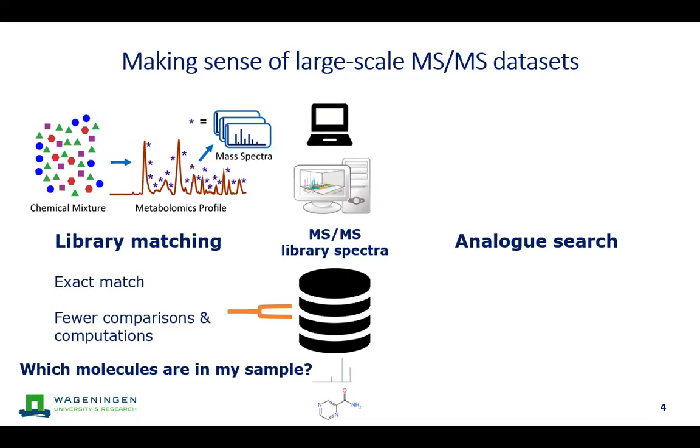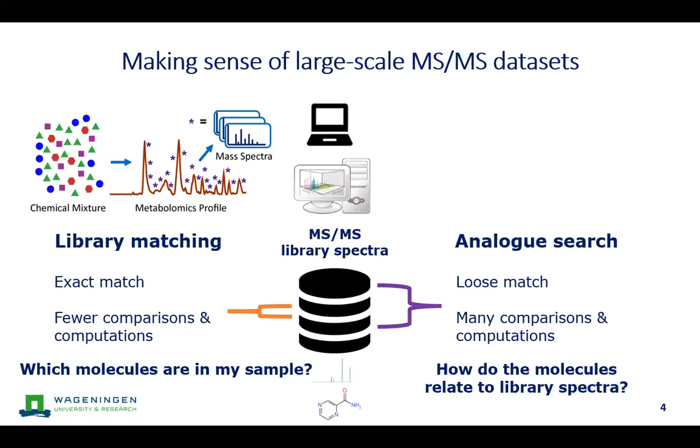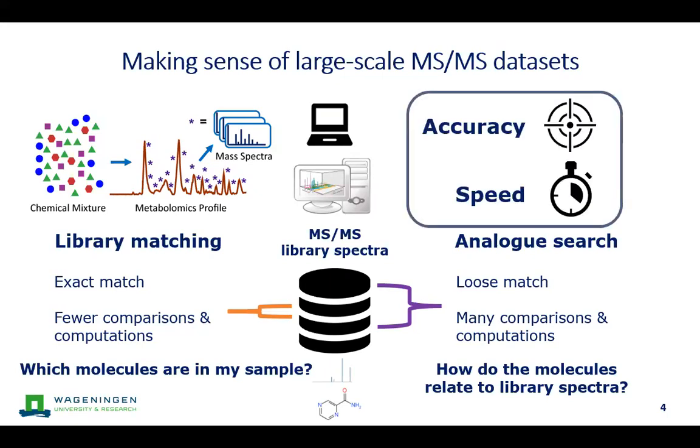However, we already have seen that it doesn't work for a lot of samples, that some samples contain only very few known molecules. So you also would like to see if something is in your data that's related to what we know. And that's what we typically call analog search. So, a loose match, so you have to do a lot of computations and comparisons. And that is also quite a heavy burden on traditional tools like cosine score, although improvements there are also being made, as Ming showed yesterday in his keynote with Blink. So here we typically ask the question, how do the molecules in your sample relate to those in the library? And we're looking at the accuracy and speed to see how well all these tools perform.